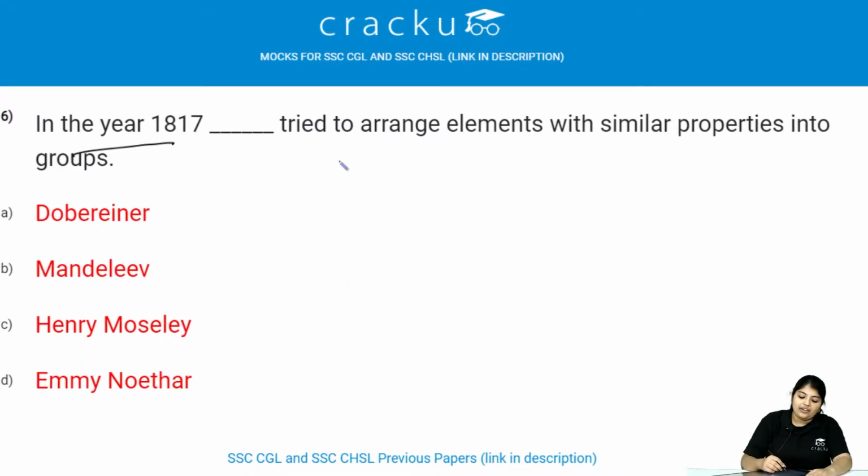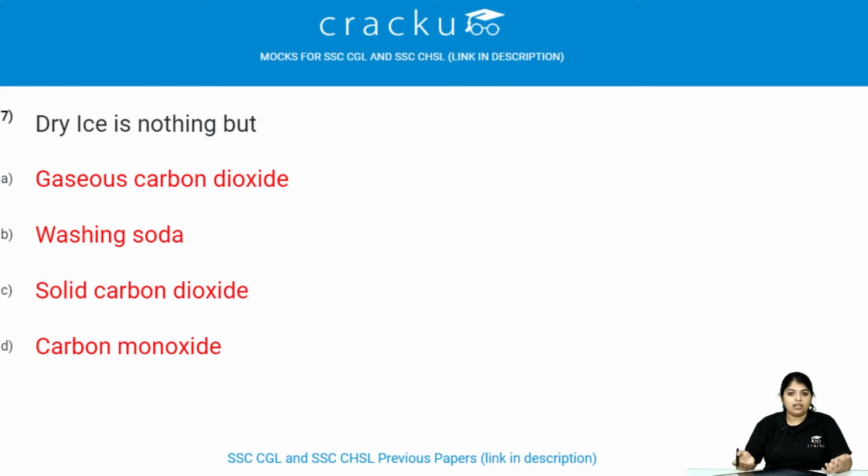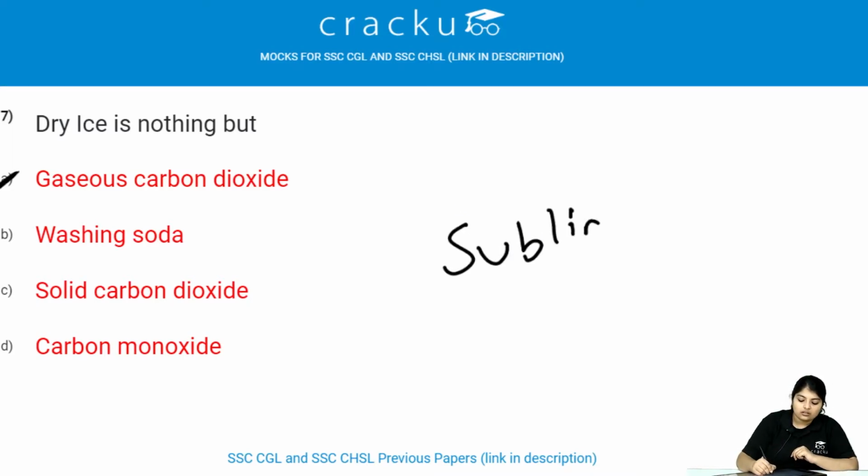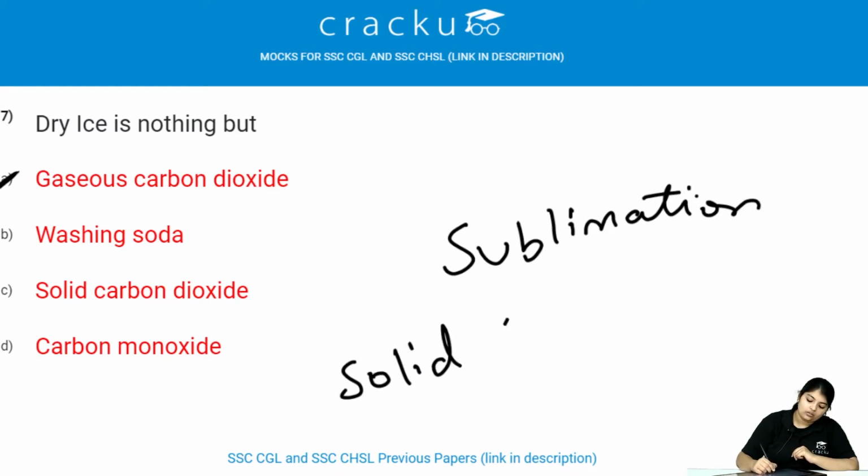In the year 1817, Dobereiner tried to arrange elements with similar properties into groups. First of all, the periodic table was first attempted by Dobereiner. He tried to arrange elements with similar properties into groups. Dry ice is nothing but solid carbon dioxide. It undergoes a process of sublimation, directly from solid state to gaseous state.